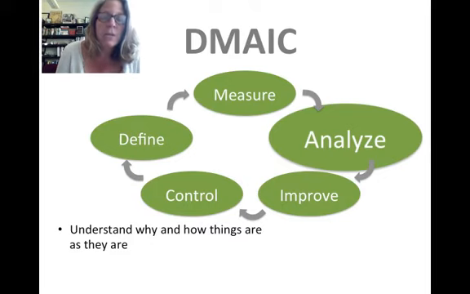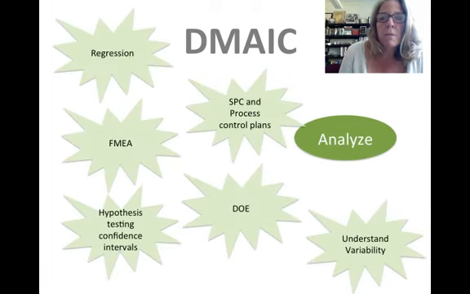And in analyze, we want to understand why and how things are as they are. So not just defining what they are, which is what measuring what they are, but actually looking at why are they like that. And there's a bunch of tools. These are just a few of them. You might use regression analysis, again, the focus on data, failure mode and effect analysis, FMEA, hypothesis testing and confidence intervals, design of experiments, SPC, statistical process control and process control plans, and really having a deep understanding of the variability of the system. Now, these are things you might do when you're doing the analyze step.